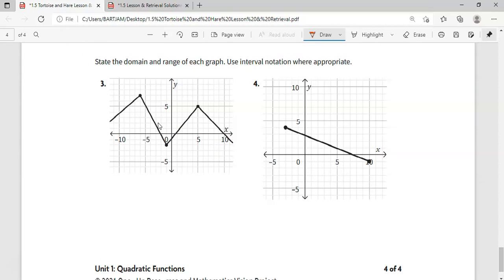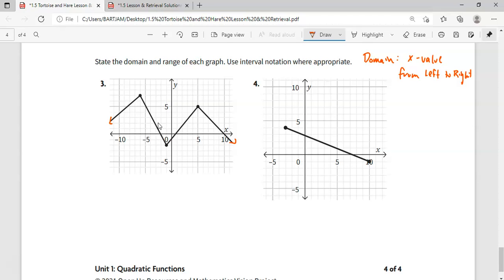Questions 3 and 4 are asking you to state the domain and range of each graph. Use interval notation where appropriate. So as a reminder, my domain values are my x values, from lowest on the left to the greatest on the right. And if we look at question number 3, because it's cut off, we're going to assume that it keeps going. There is not an end point similar to question 4.